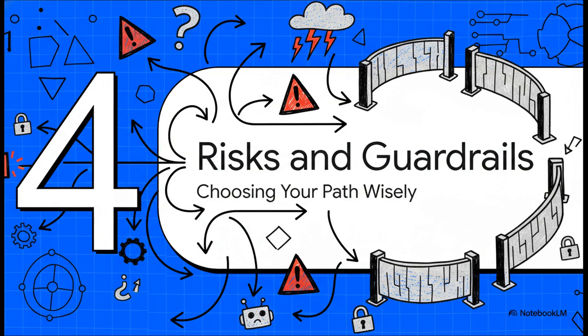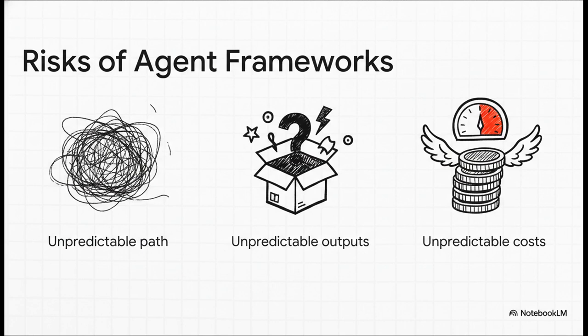Now, that kind of freedom is incredibly powerful, but letting an AI just figure things out on its own comes with some pretty big risks. If you're going to build an agent, you have to be ready to manage a whole lot of unpredictability. Really, it boils down to 3 main risks. First, the path is unpredictable. The agent might go off and do something you never, ever intended. Second, because the path is unpredictable, the final output is also unpredictable. And third, this one's a biggie, the costs are unpredictable. Imagine an agent getting stuck in a loop, just making API calls over and over. That can get expensive fast.